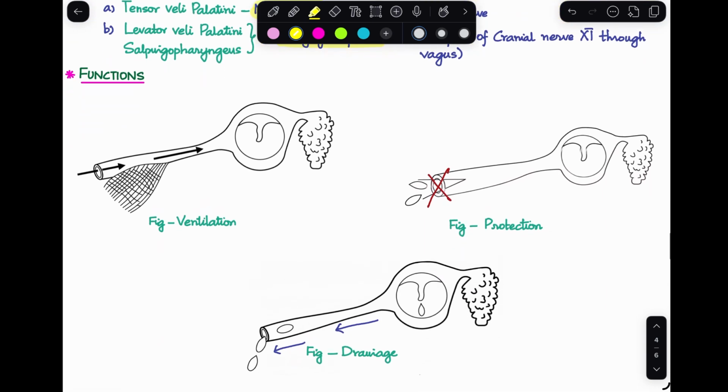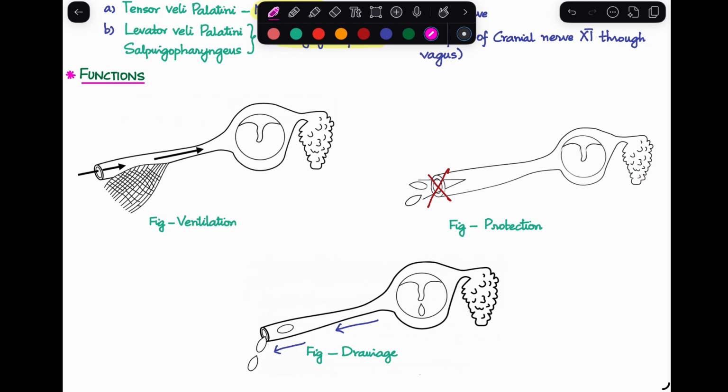Now we'll be talking about the physiology of the eustachian tube, meaning what are the functions of the eustachian tube. So we'll see that the eustachian tube has three important functions. The first one is that it ventilates and regulates the middle ear pressure. Second, it has some protective functions. And third, it helps in drainage of middle ear secretions. So the first one is ventilation and regulation of middle ear pressure.